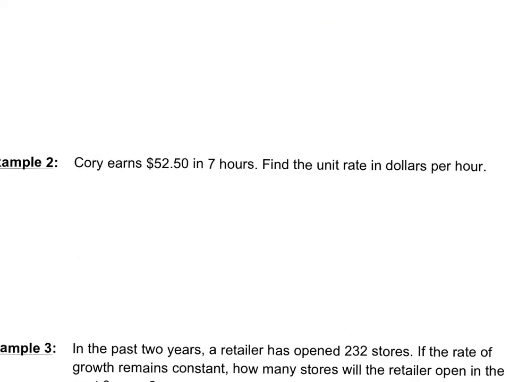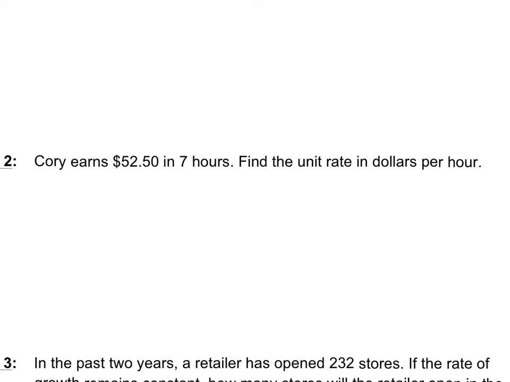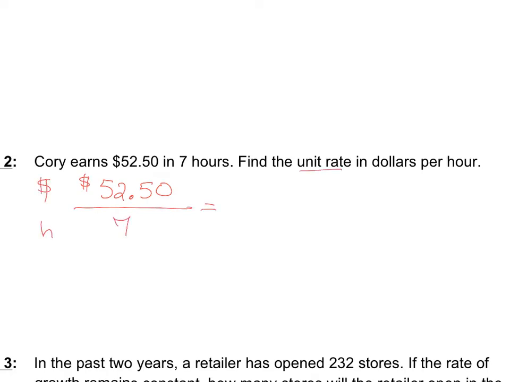Look at this one. Corey earns $52.50 in 7 hours. Find the unit rate. So we could set up a proportion with this as well. We could say that $52.50 is related to the 7 hours, so money is to hours, as how much money is for 1 hour. That's the unit rate. Cross multiply.